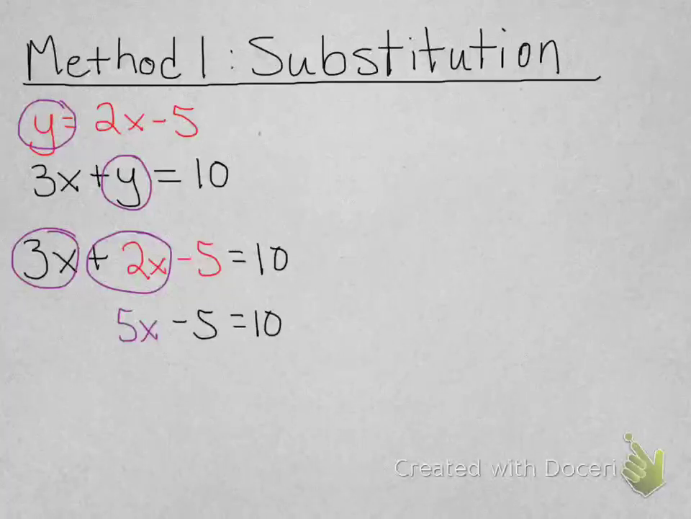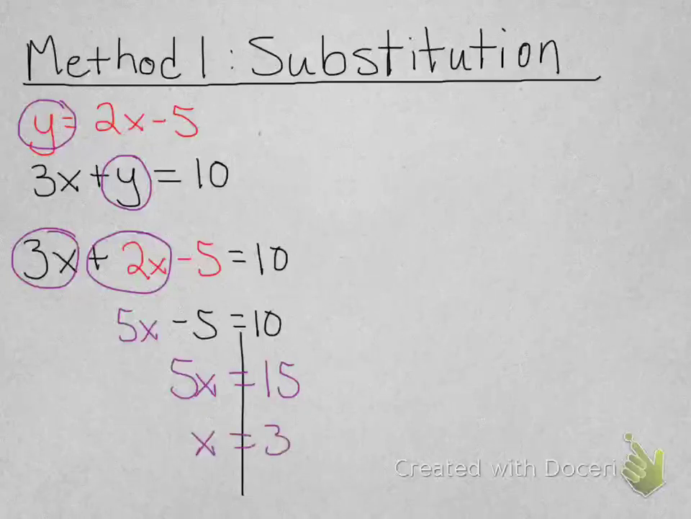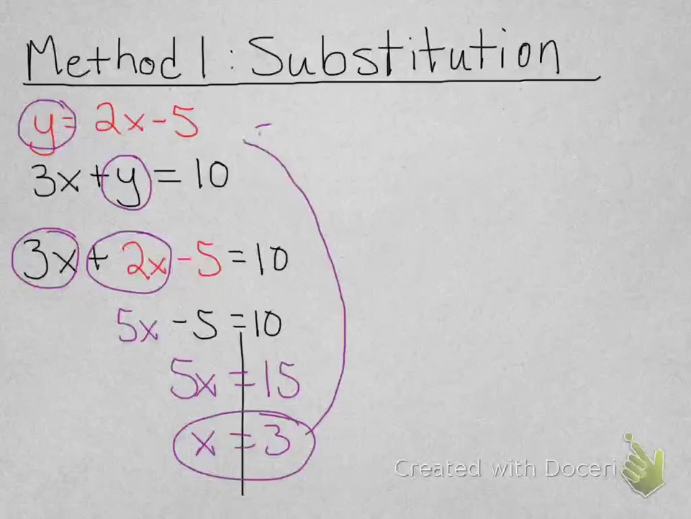Then solve it in the same way that you would solve every other equation. Add 5 on both sides, so 5x is now equal to a positive 15. Divide both sides by 5, so x is equal to 3. Now that we know x is equal to 3, we're looking for the corresponding y value. I'm going to take my solution for x and plug it back into one of the original equations. It does not matter which one.